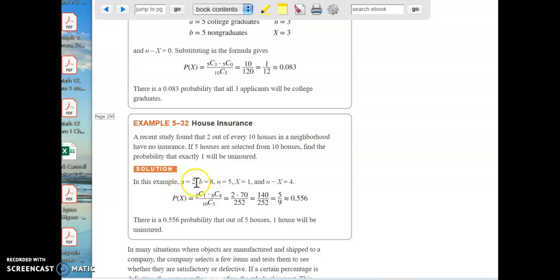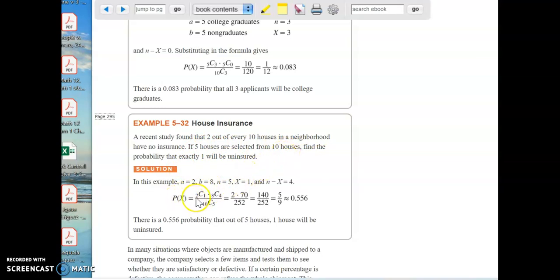Okay, so A is equal to 2. So the no insurance is A. The B is they do have insurance. So if 2 of them are uninsured, 8 of them do have insurance. Okay, N is 5. The reason N is 5 is because we're selecting 5 houses from this group. Okay, find the probability that exactly 1 will be uninsured.